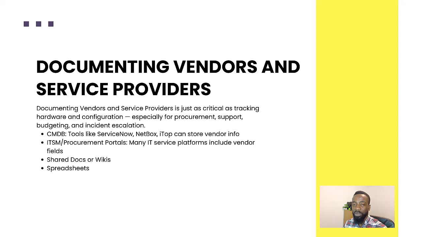Now you have shared docs or wikis. So shared docs and wikis are documents that you can create that anyone within your team or your organization can access. So for instance, you can have a document that has information about all your vendors, their contact details, email addresses, and what service they provide. So that when something fails, your junior tech can easily navigate to that document, call the number, send an email, or whatever it is, right? Now, spreadsheets can help you achieve this as well. So it's important to document your vendors and your service providers.